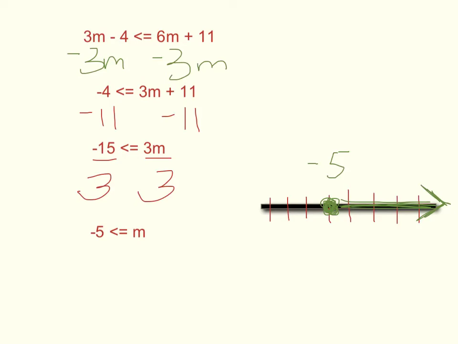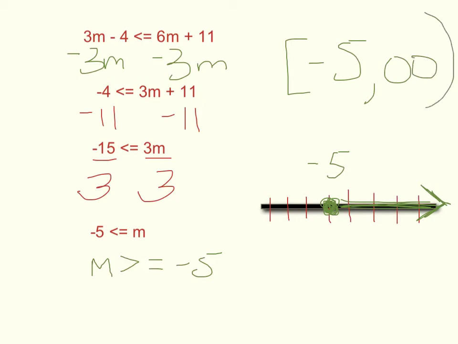It's always helpful to put the variable first, and then you don't get confused. So -5 is less than or equal to m means m is greater than or equal to -5. Alright. Now we just have to show the solution set, and since -5 is the lowest number and it is in the solution set, we use a bracket. And it goes all the way to infinity, and it's a parenthesis because nothing can equal infinity.